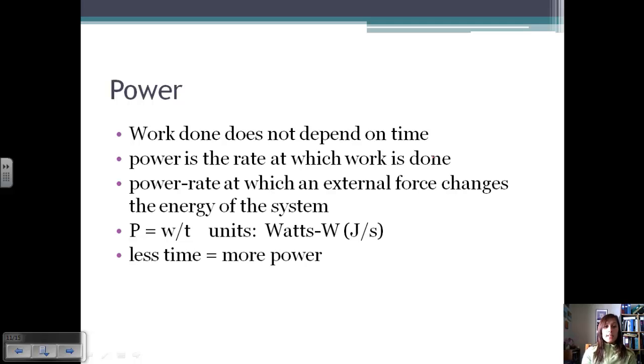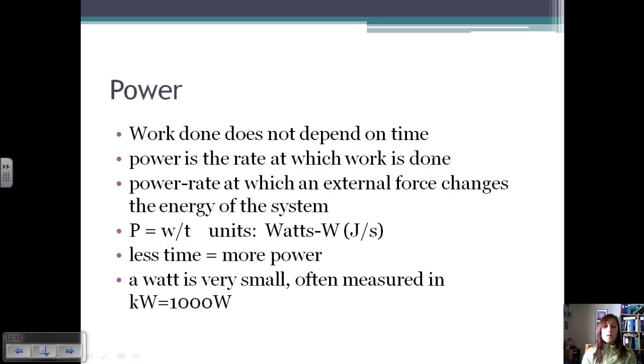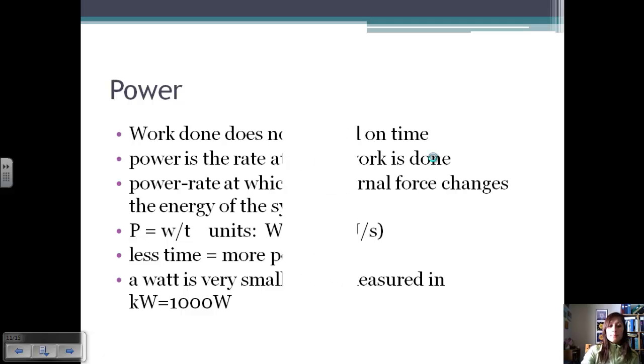The less time it takes to do something, the more power it has. And so if we look at our units, which is a watt, watts are often very small, and so we usually measure things in kilowatts. So a kilowatt is 1,000 watts, just like a kilogram is 1,000 grams.